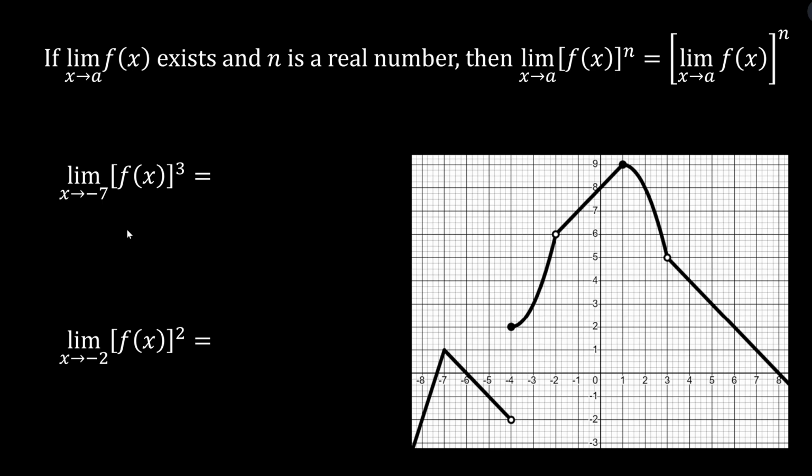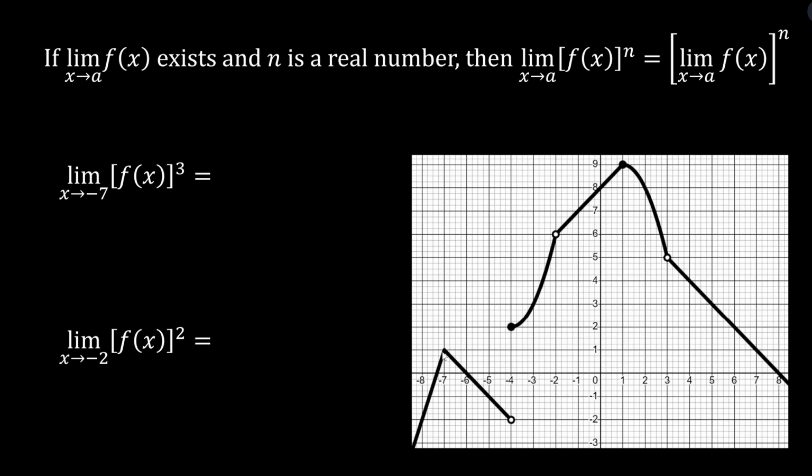So first example, limit as x approaches -7 of this function cubed, which again, this is a new function where every single y value of the original function is cubed. But instead of thinking about that, we can hopefully apply this property as long as we check if this condition is met. Does the limit as x approaches -7 of this function exist? Let's check. -7 on the x-axis is over here. Yes, the function's continuous there.